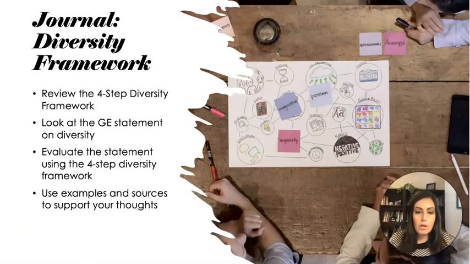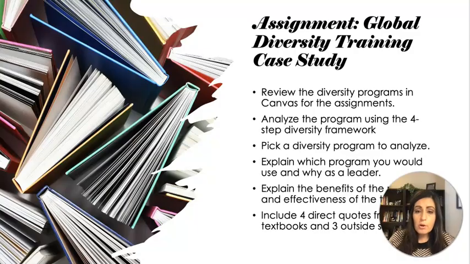So your paper is required to be 500 to 800 words, citing relevant sources in APA style, and referencing them effectively to determine the use of this 4-step diversity framework, comparing it to the GE statement on diversity and inclusion for that company. Compare it, see how it lines up, and provide some of your thoughts related to it in that 500 to 800 word journal.